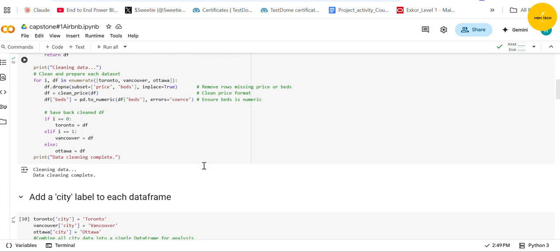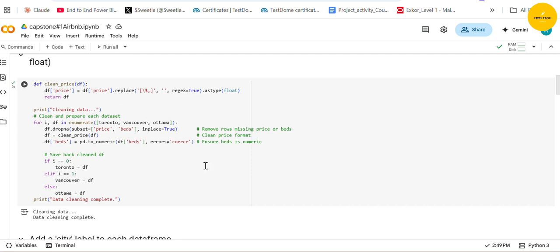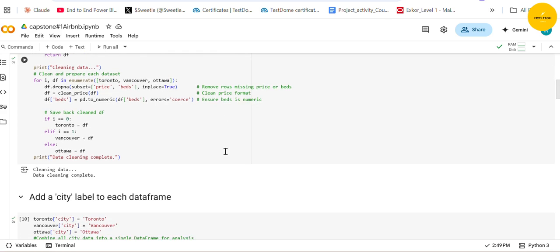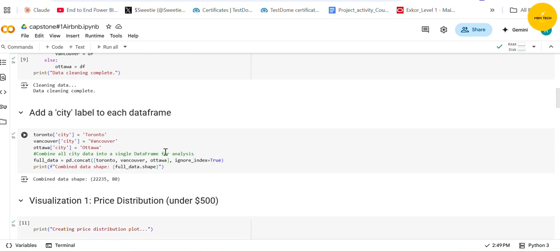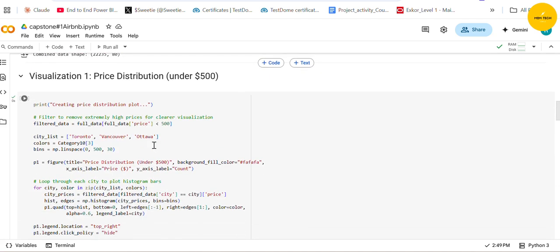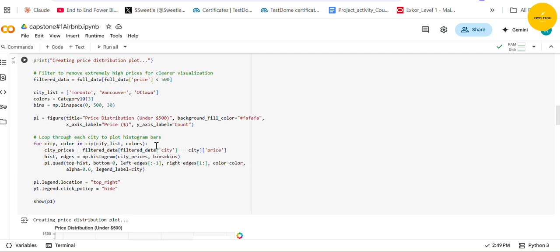I also removed any listings that didn't include price or bed counts, because without that we cannot do a proper analysis and cannot compare across different datasets. Then I labeled each dataset with its city name and combined everything into one big data frame. Now that that part is done, we are ready to compare across different cities.